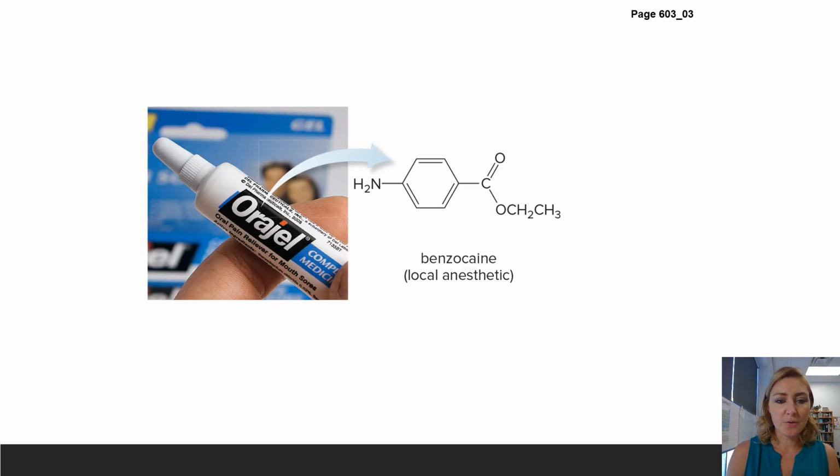All right, so benzocaine is an example of a molecule that has an ester bond, and it has the ester functional group. Benzocaine is the active ingredient in a lot of over-the-counter oral topical anesthetics, such as Oragel. So if you have tooth pain or mouth sores, you would put some of that topical anesthetic on it, and that would numb the area so that you don't feel pain.